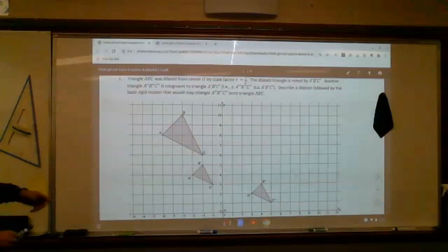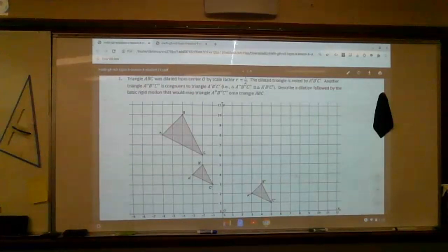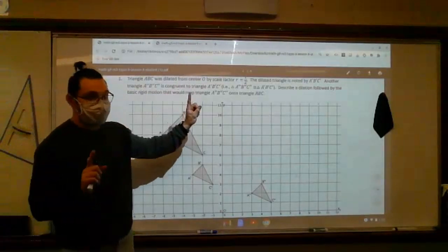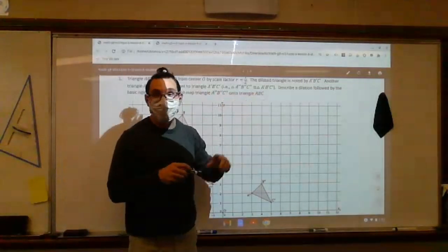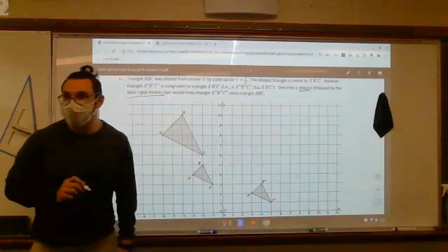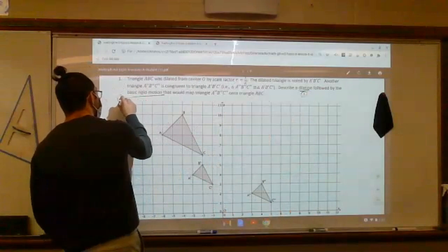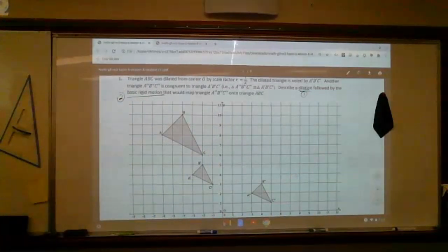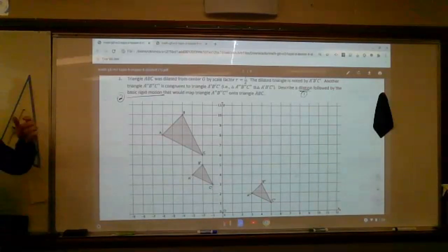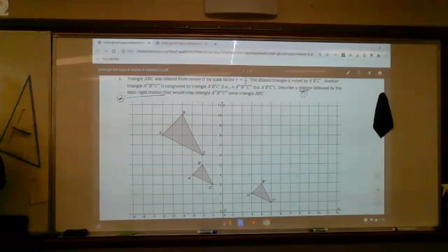Okie dokie. Triangle ABC was dilated by a scale factor of 1/2. We are once again trying to go from, wait. Describe a dilation followed by the basic rigid motion. So the first thing is we're finding a dilation and then the basic rigid motion. It tells me what order to do it. And guess what? I didn't do that in first hour. You know why? Because I didn't read the directions. Directions are important even for adults. Now I know exactly what steps to do this in.